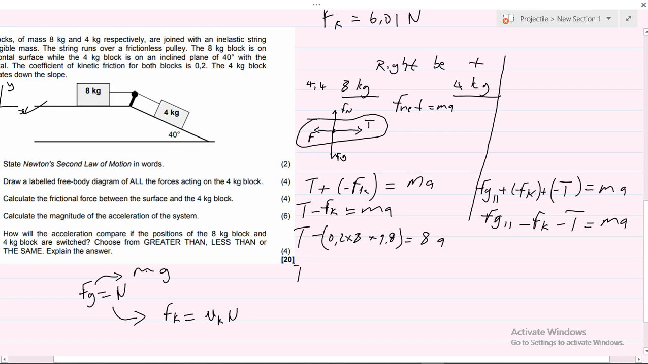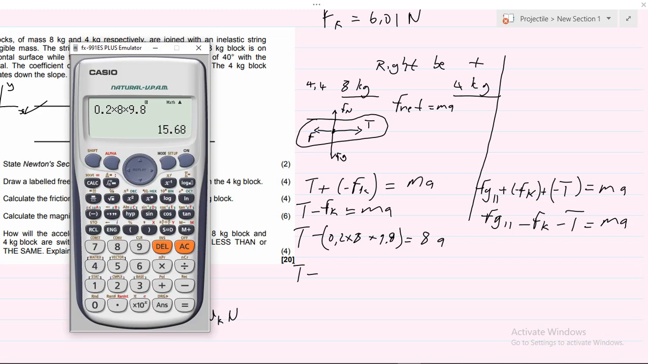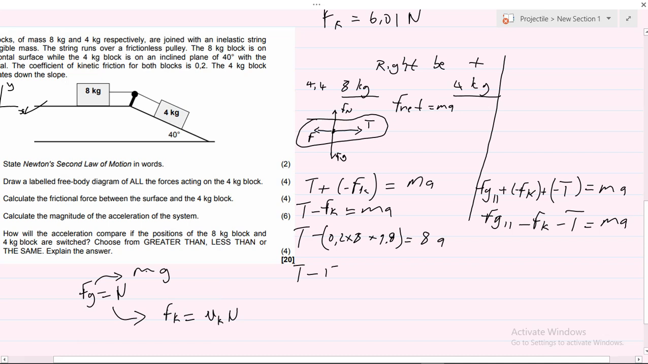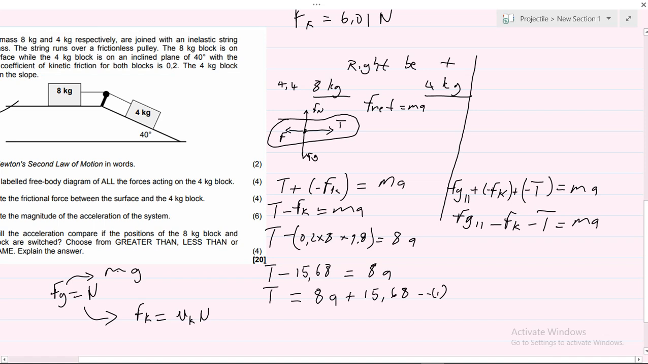So when we multiply that, mass multiplied, we get the frictional force is 15.68. 15.68 equal to 8a. Then T is equal to 8a. We can transpose, 15.68. This will be our equation number 1. There is nothing we can do mathematically.